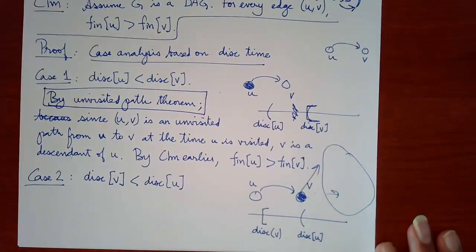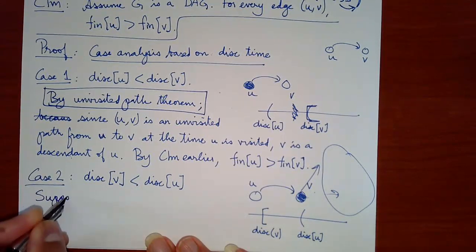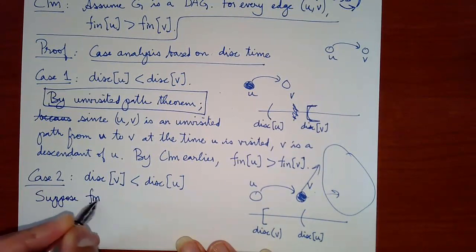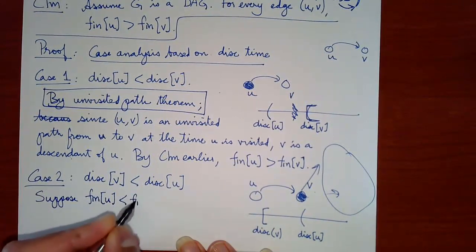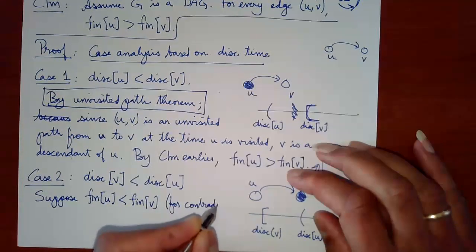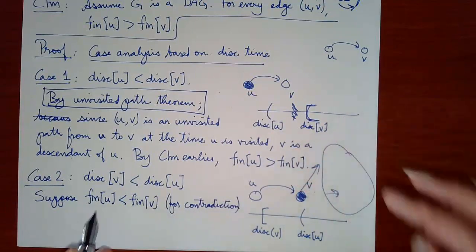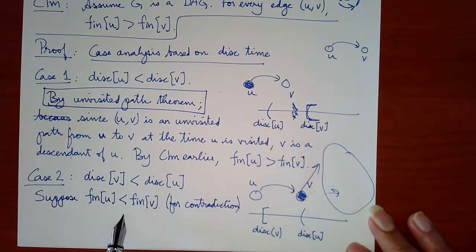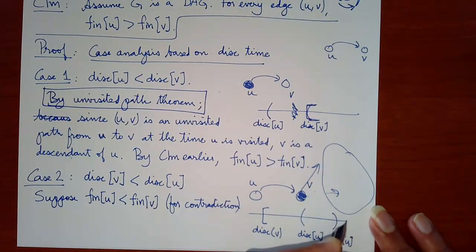But let me state your argument equivalently by just saying that the discovery of V is less than the discovery of U. Suppose, for contradiction's sake, that the finish of U was less than the finish of V. So what you know is that the finish of U, which is here, is less than the finish of V.